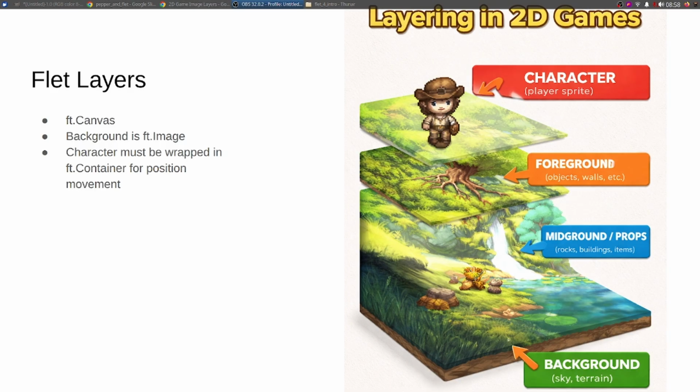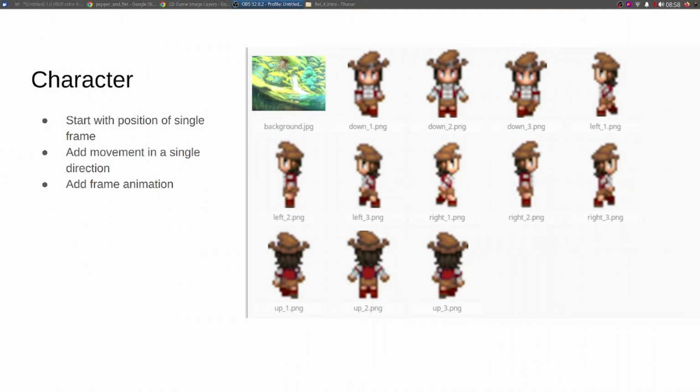We're going to add the character onto the background of the game today. To do this, we're using a canvas. The canvas will allow us to have layers. The background will be placed first, and then the character will be placed on top of the background. We're also going to wrap the character in a container to control the position when we move the character in future sections. We're going to go step by step for the character development.